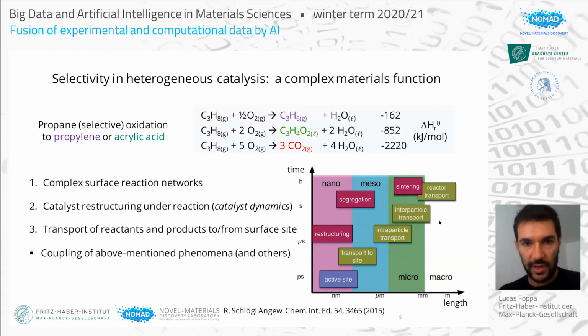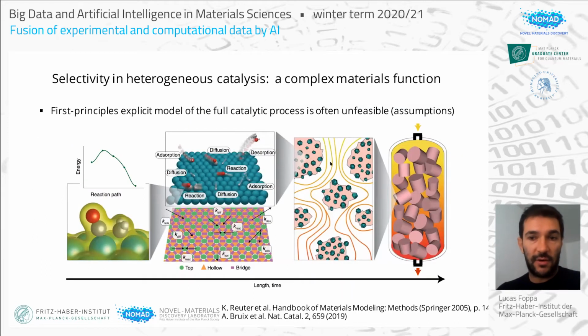So how can we tackle that? So the first thing we can think of, and actually this has been done for some decades now, is to use first principles methods, atomistic simulations, to understand this. However, the first principles explicit modeling of the full catalytic process is often unfeasible, and we have to rely on assumptions that are sometimes not well justified to do this modeling.